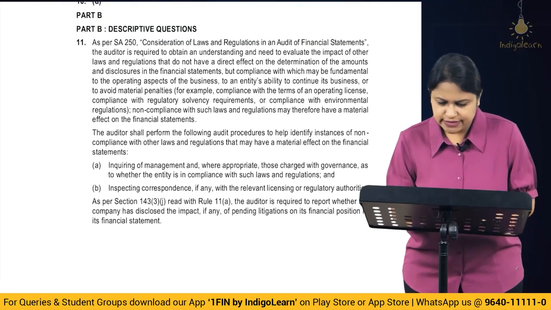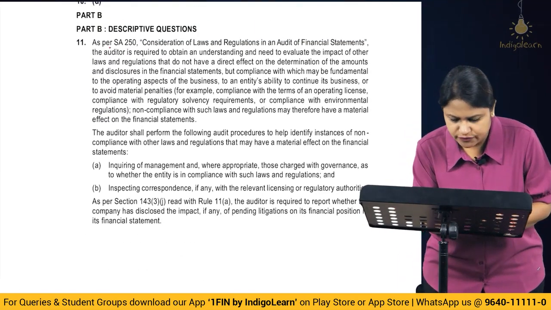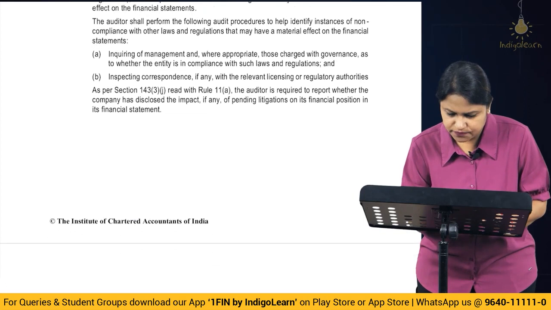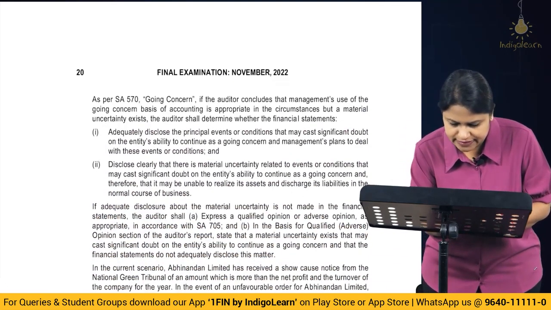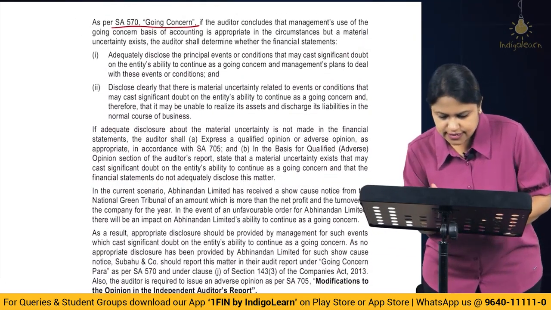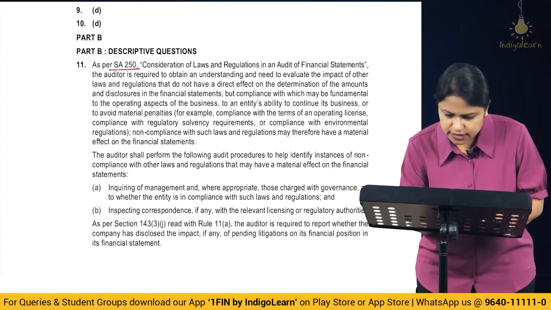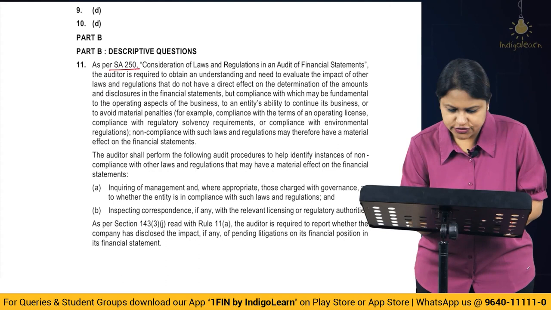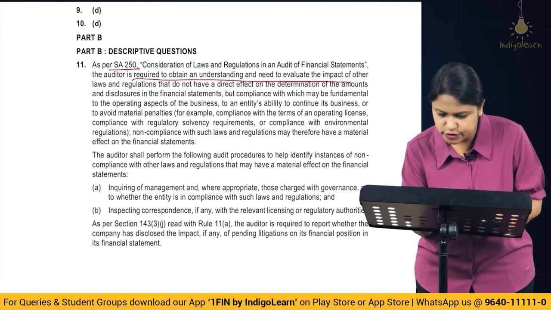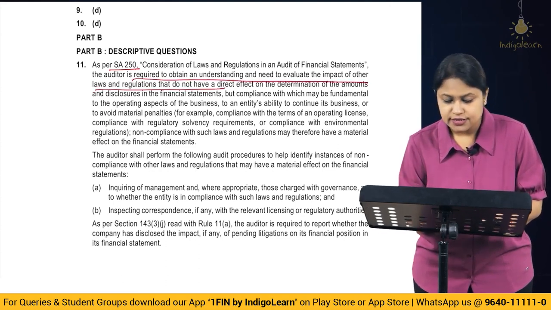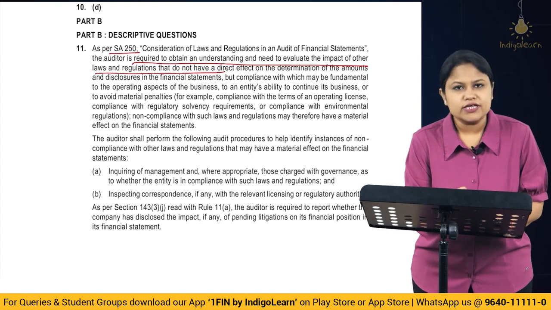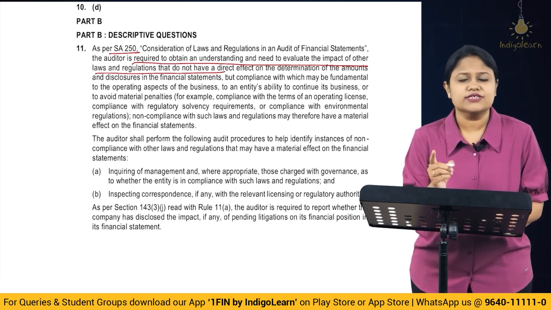Alright, so let's see whether we have rightly picked up. First, SA 250, consideration of laws and regulations. Then we have SA 570 as well, going concern. And then SA 705. Correct? So here, under consideration of laws and regulations, in the audit of financial statements, he has to obtain an understanding and evaluate the impact of the laws and regulations, because the impact of these laws and regulations is directly affecting the financial statements.